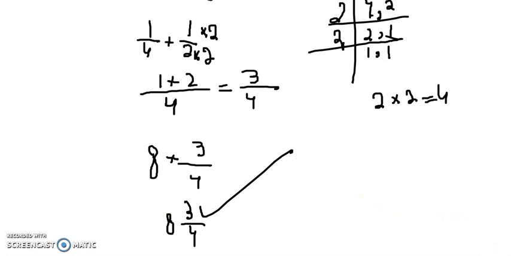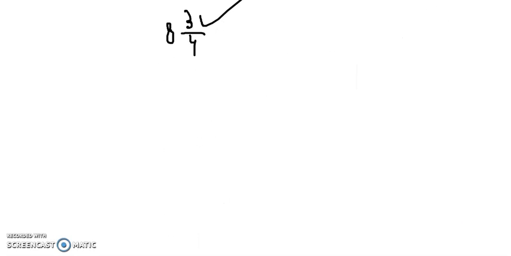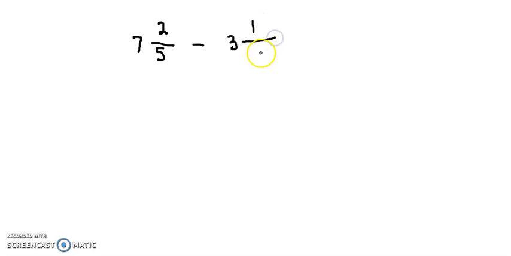So this is a simpler way to handle two or more mixed fractions when we are either adding or subtracting. Let's say we have another fraction like 7 whole 2 by 5 minus 3 whole 1 by 5, we can use the same method.